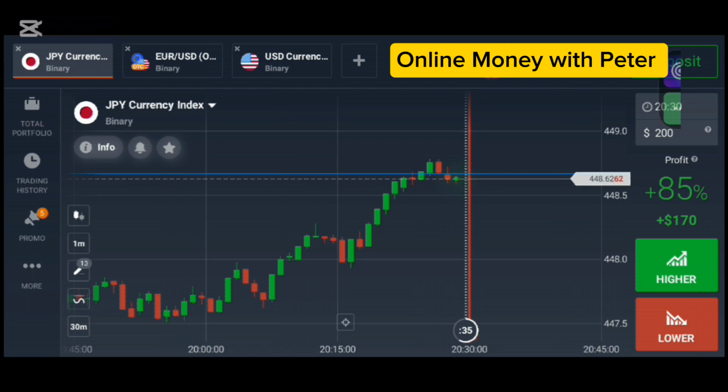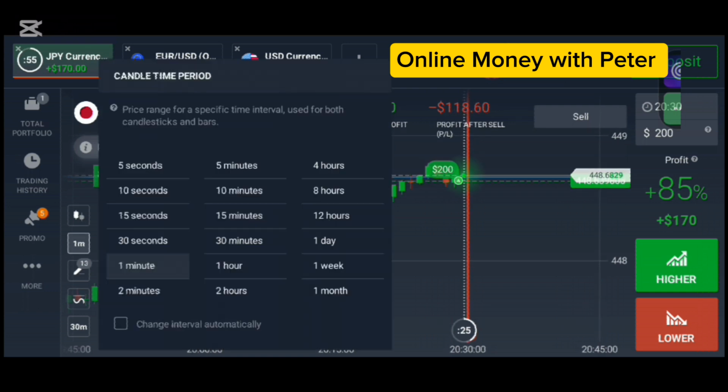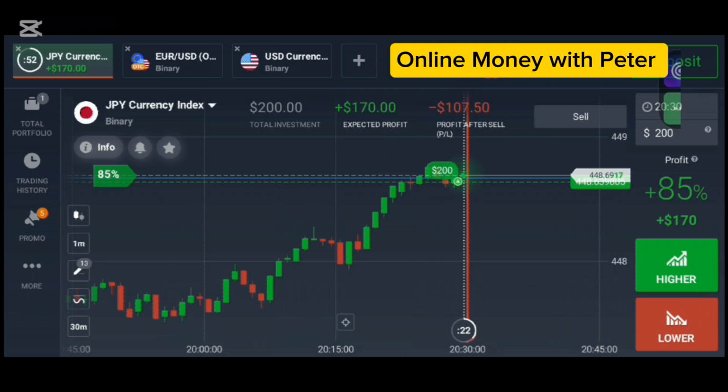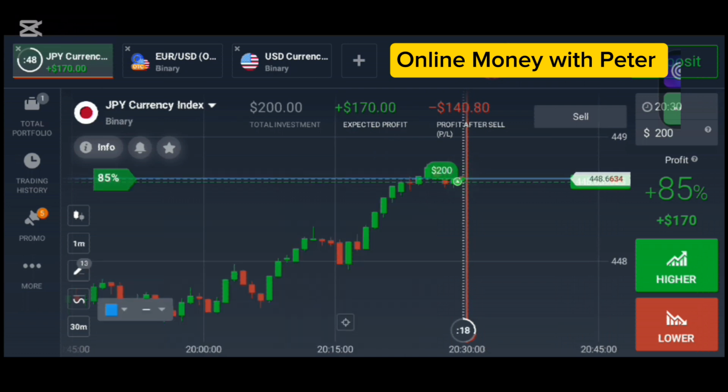Okay, so I place a buy trade now, because I believe it's going to go up. Now this zone, this is a support zone. All right, this is a support zone. So I believe it's going to reverse at this point.